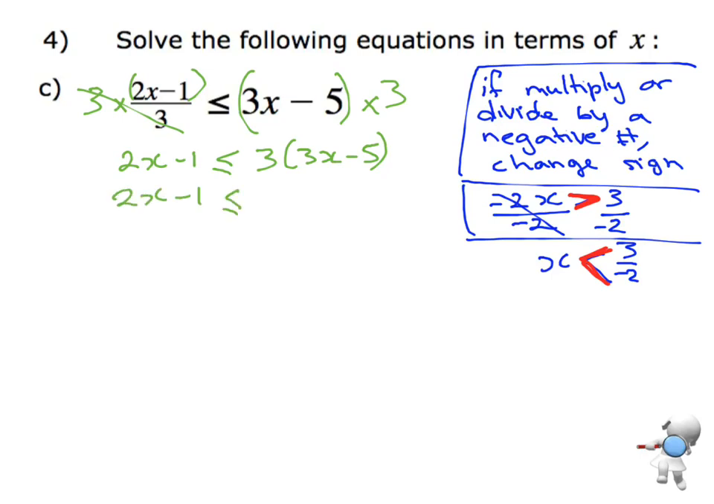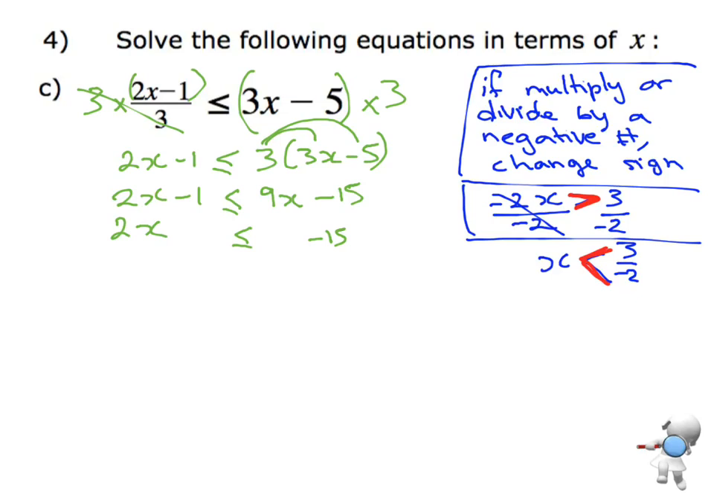And I'm not moving anything, so I don't need to worry about changing the sign. 3 times 3x is 9x. 3 times minus 5 is minus 15. Okay, now what I want to do is I want all the x's on the left and all the numbers on the right. So I'm going to leave the 2x where it is, I'm going to leave the minus 15 where it is, and I'm going to move the other pieces.